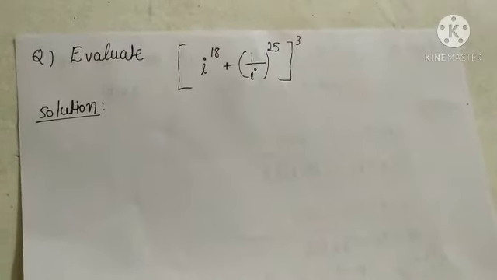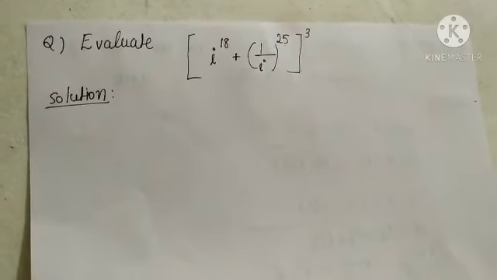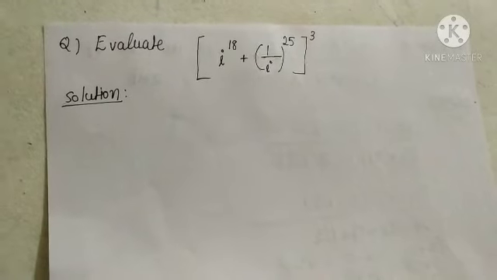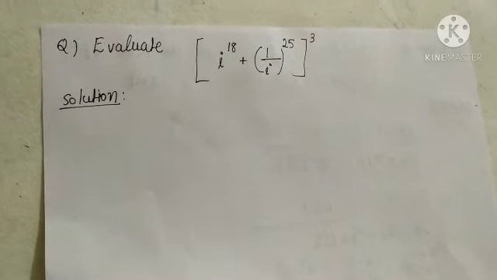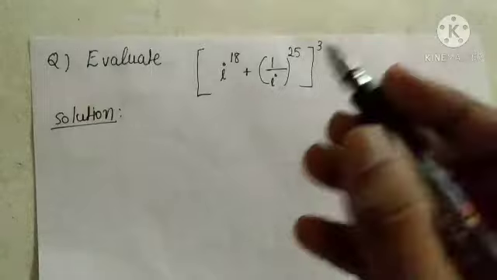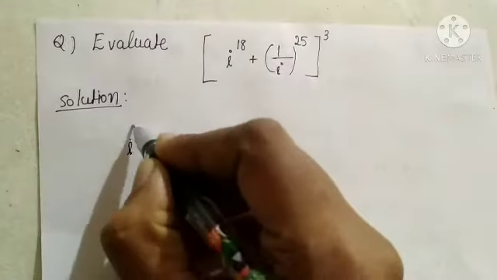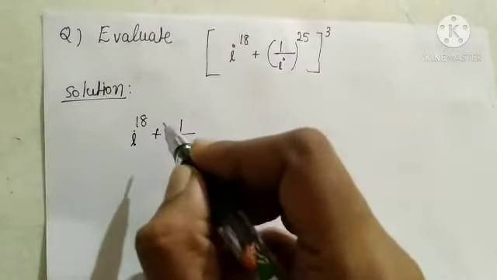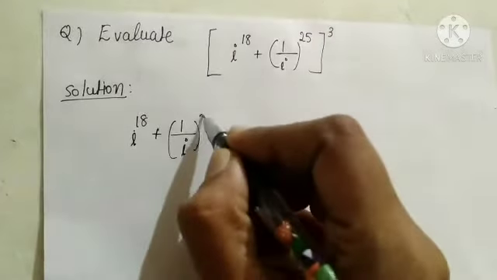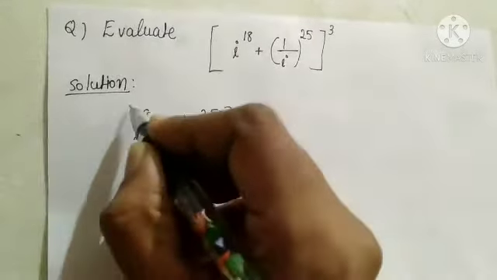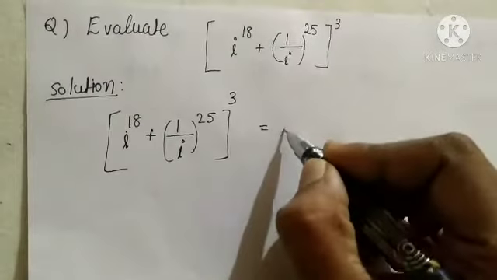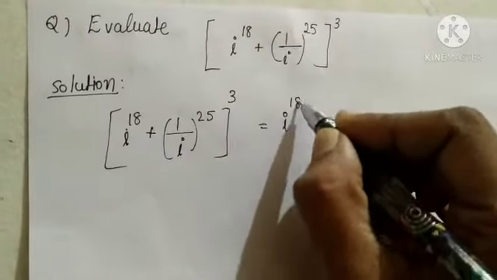In this question, evaluate (i raised to 18 plus 1 by i) whole raised to 25, whole cube. Okay, so let's start the solution of this question. Given that (i raised to 18 plus 1 by i) whole raised to 25, whole cube. So this can also be written as i raised to 18 plus.